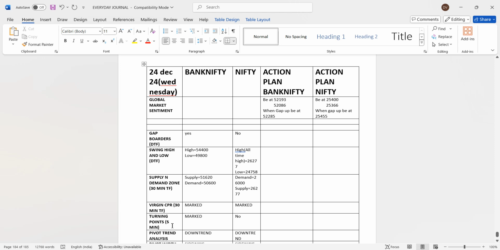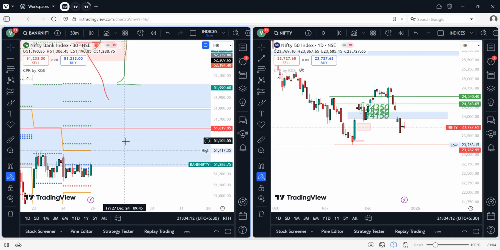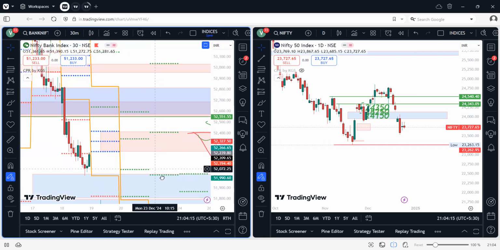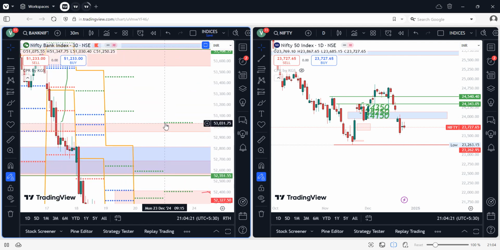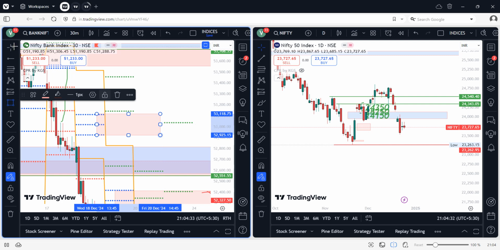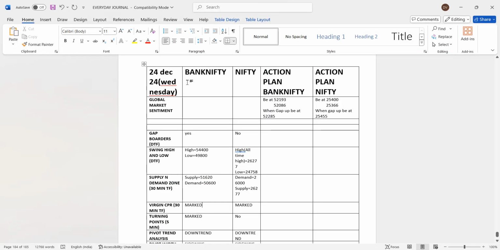So this is a structured way to do the pre-market analysis, and there is a structured way to do the post-market reflection analysis also. Now let's go to the turning points here. So I have marked the Virgin CPR, right? Here is the Virgin CPR. Let me delete this. Here also a Virgin CPR. I am going to mark this. This is also a Virgin CPR. So I have the confidence now. I have marked important levels in the chart.